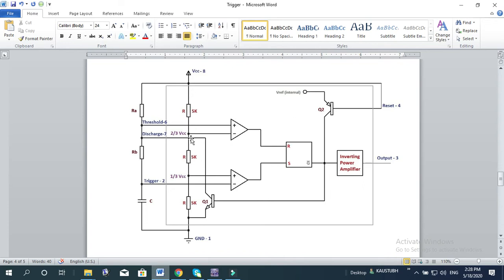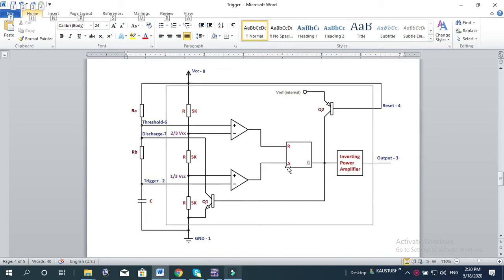Internally, three 5K ohm resistors are connected so as to maintain 2/3 of the VCC here and 1/3 of the VCC here at the input. So at the inverting terminal of this comparator we have 2/3 of the VCC, and at the non-inverting terminal of this comparator it is connected with 1/3 of the VCC. Depending on the trigger input and the threshold input, the comparator output will be either 0 or 1.